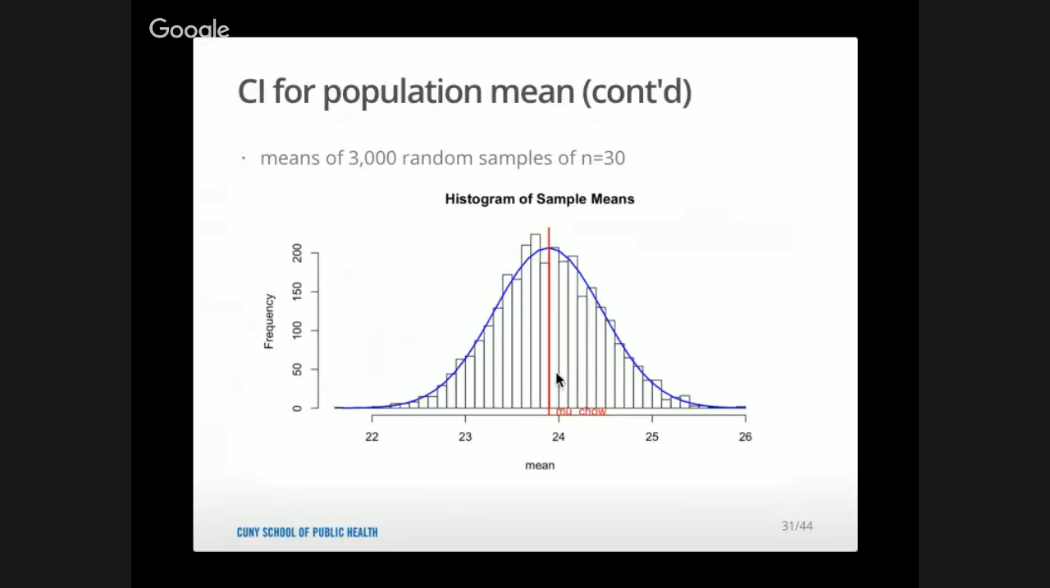So our one sample had a mean somewhere about here. We see that it was actually closer than most samples to the population mean. It was closer than most samples that we would get as we repeat the experiment.